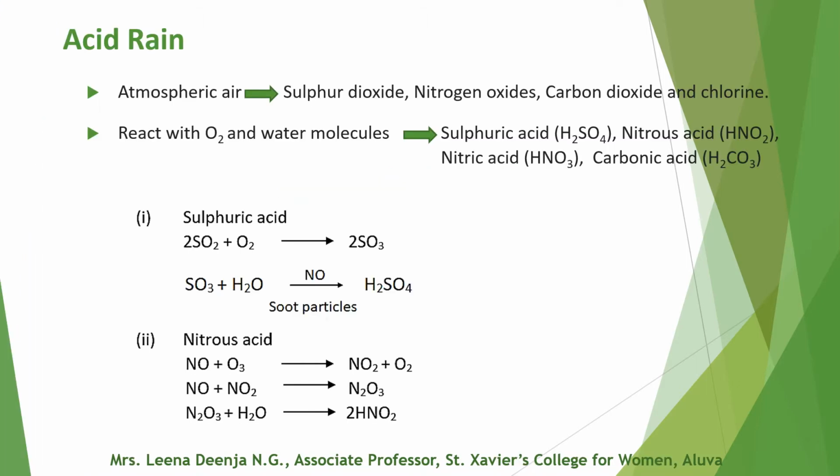Atmospheric air contains pollutants such as sulfur dioxide, nitrogen oxides, carbon dioxide, and chlorine. When these pollutants react with oxygen and water molecules in the atmosphere, they produce sulfuric acid, nitrous acid, nitric acid, and carbonic acid. The chemical equations for the formation of sulfuric acid are like this.